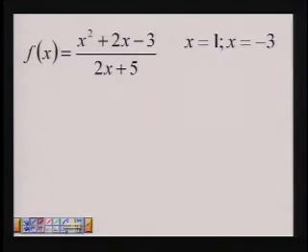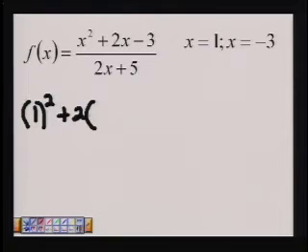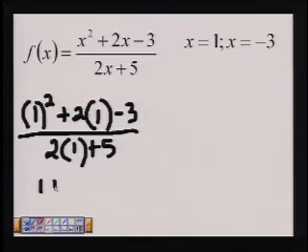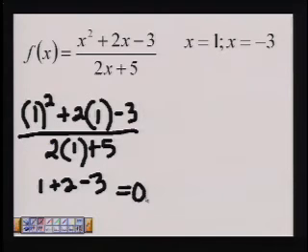Let's substitute 1 in for x in our function. So we get 1 squared plus 2 times 1 minus 3 all over 2 times 1 plus 5. On the top, we square the 1 and get 1. We have 2 times 1 is plus 2 minus 3. So 1 plus 2 is 3, minus 3 is 0. So I know I'm going to have 0 over something, which means that that automatically is going to equal 0.